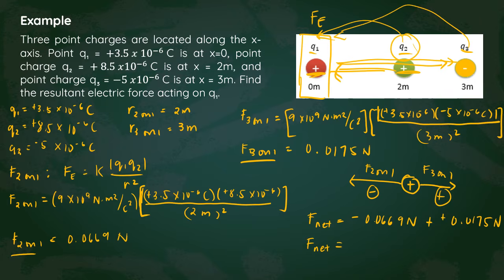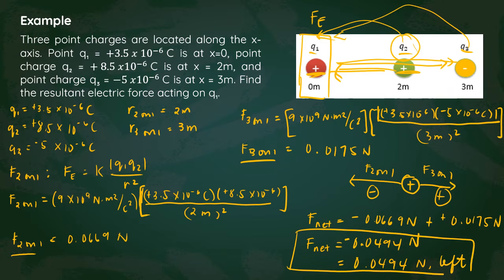which will give us a net force of negative 0.0494 newtons, or you can also write it as 0.0494 newtons directed to the left. So this is now the resultant force that is experienced by particle 1.